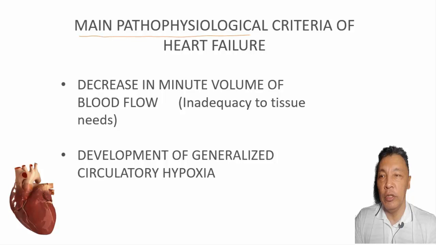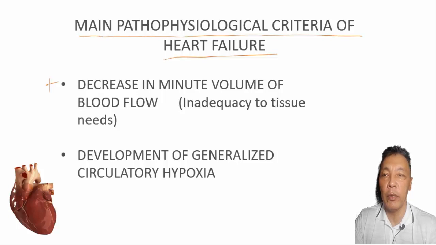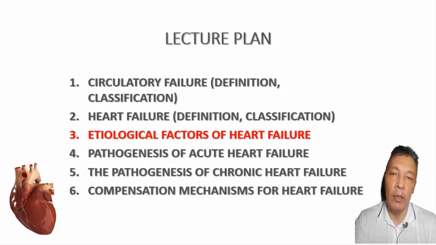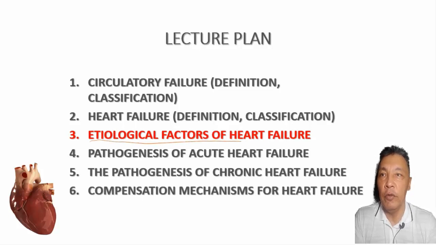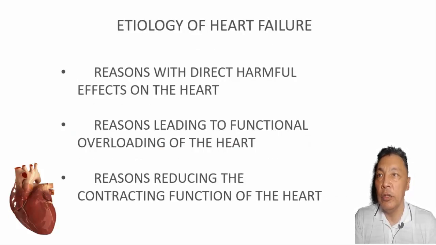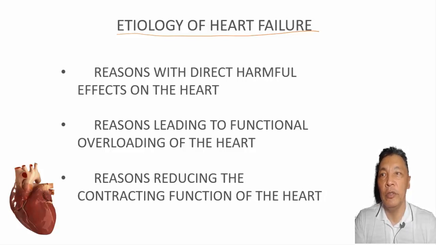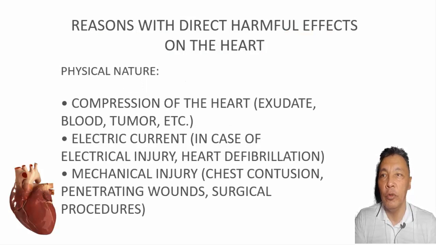The main pathophysiological criteria for heart failure include decrease in minute volume of blood flow, inadequacy of tissue needs, and development of generalized circulatory hypoxia. Next point of the lecture plan, etiological factors of heart failure. Etiology of heart failure: causes that have a direct damaging effect on the heart; reasons leading to functional overloads of the heart; reasons that reduce the contractile function of the heart.